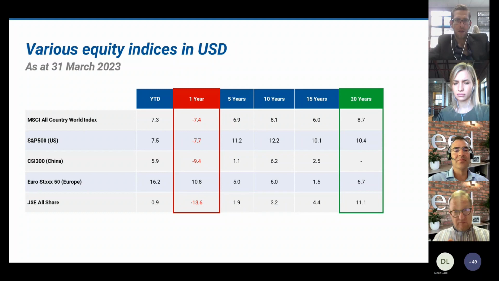So 1 year, it's been traumatic, and this is the 1 year rolling up until the end of March. So we're still in the red across so many jurisdictions. JSE minus 13% in dollar terms, but pretty much across the board, it's in the red. Europe bounced up pretty strongly, from a very low base, and so that's pushed them into the positive.